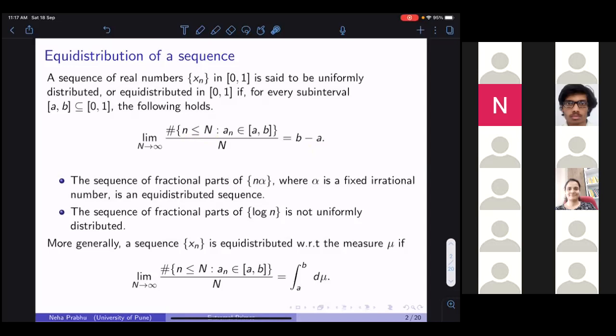So for example, the sequence of fractional parts of n alpha, where alpha is a fixed irrational number, is equidistributed. And the fractional parts of log n is not equidistributed. More generally, a sequence is equidistributed with respect to a measure. So this is viewing it as a Lebesgue measure. One can look at an arbitrary measure and redefine the equidistribution with respect to this measure by replacing the right-hand side by the integral of d mu. This will be important because we'll be choosing a measure, which is the Sato-Tate measure.